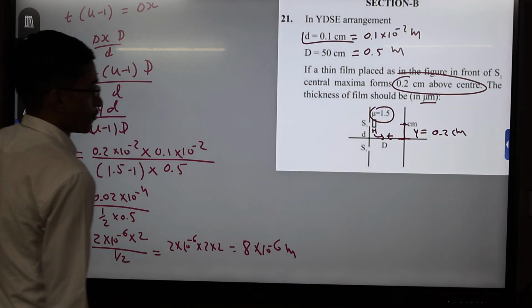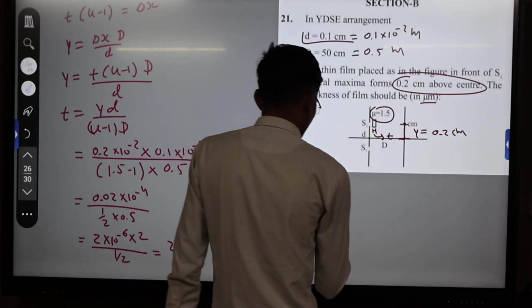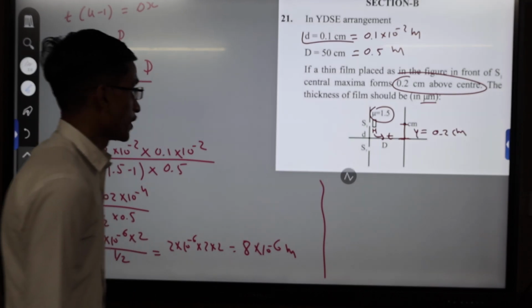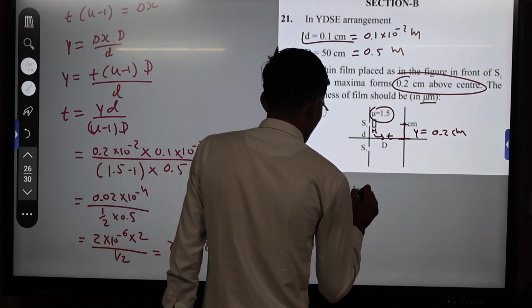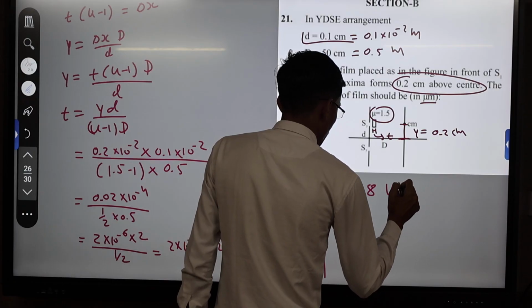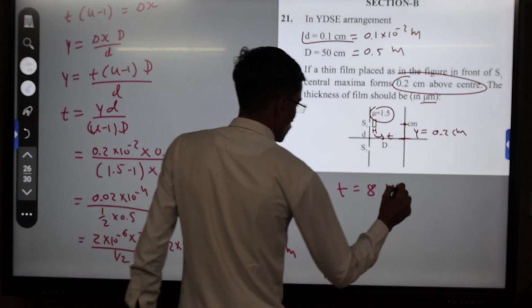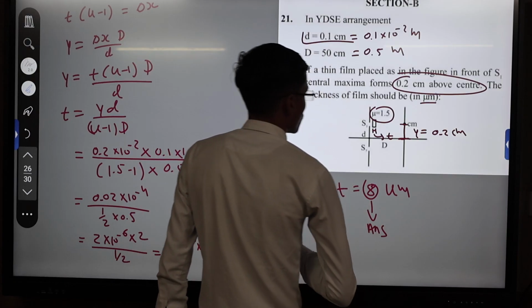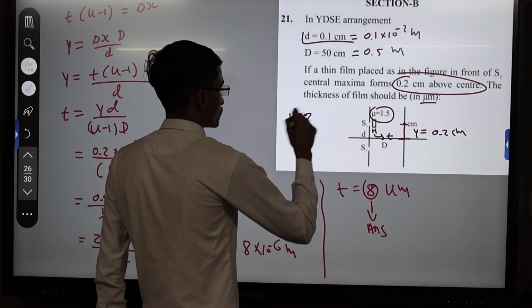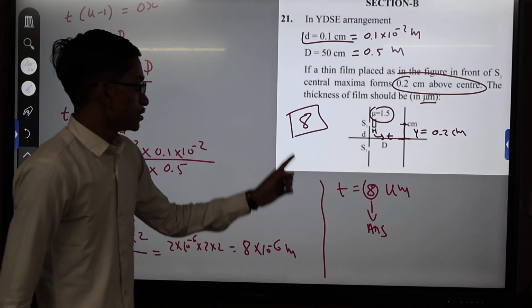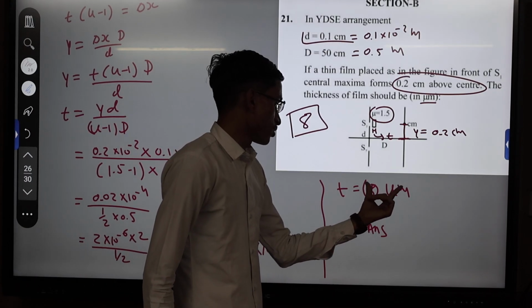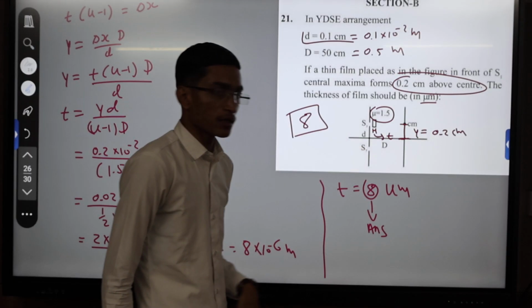But here we have been asked in the question to write T in micrometer. So T is equal to 8 micrometer. So our answer is 8. The thickness of this slab will be 8 micrometer and the answer is only 8.